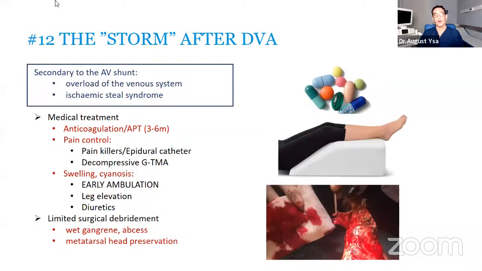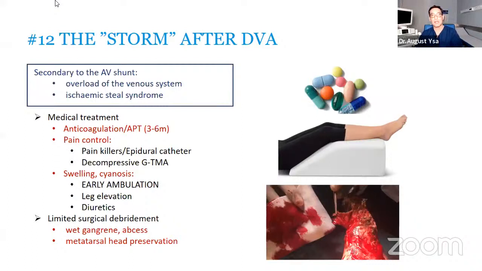We put all of these patients under an anticoagulation regime and a single antiplatelet therapy for at least 3 or 6 months. We treat the pain with regular painkillers, occasionally epidural catheters, or a compressive guillotine TMA.